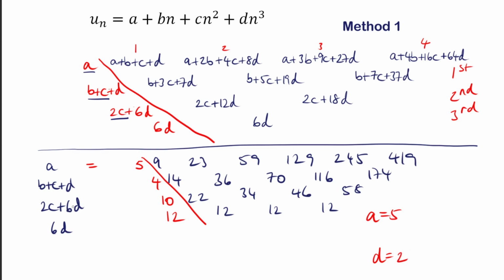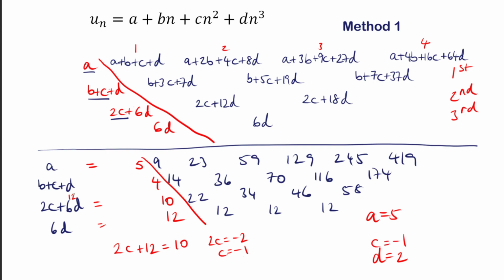Now, in the next line up, we have 2C plus 6D. Well, we already know that 6D is 12, or 6 times 2 is 12. Now you can see that C is going to have to be negative, isn't it? Because we have basically 2C plus 12 has to be 10. So if I take the 12 to the other side, 2C equals minus 2. So C is equal to minus 1.